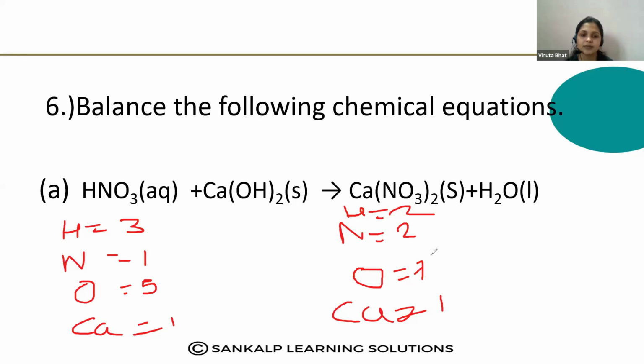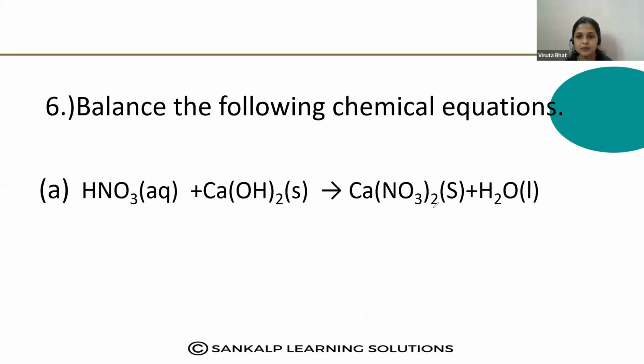Okay. So let us start with the one which has the more number of atoms, that is the oxygen. So 7 oxygen atoms are there here, but here only 3 plus 2, 5 oxygen atoms are there. So let us balance the oxygen. 6 plus 1, 7 oxygen atoms are there. Here I will add 2. 3 twos are 6 plus 2, 8 oxygen atoms. Here also I will add 2 here.